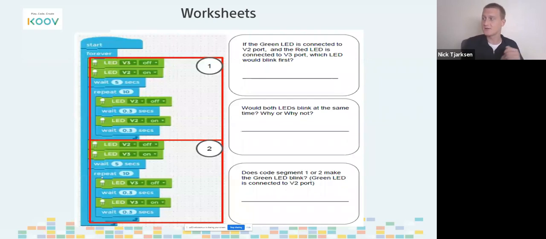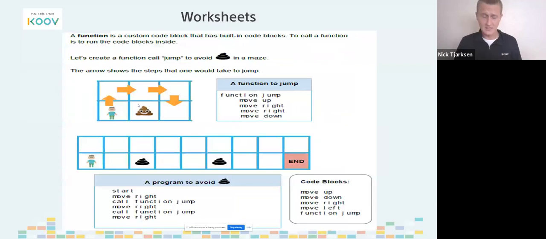Then for the last section, does code segment 1 or 2 make the green LED blink? Well, the green LED we know is in port V2. So let's look at our code and see, okay, where do I see that the LED in V2 is turning on and off? That's up here in this top section, so section number 1. So these are cool little activities that you can be doing. Again, these are obviously KOOV related, but the concepts hold true, and you can make these worksheets on your own to explore these different concepts.